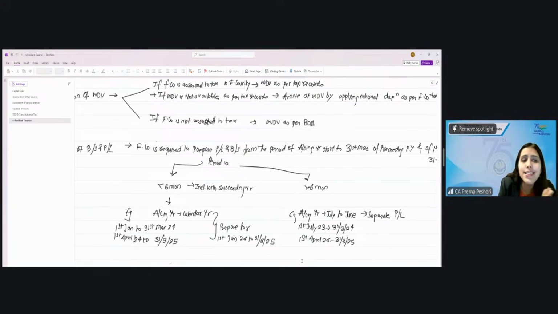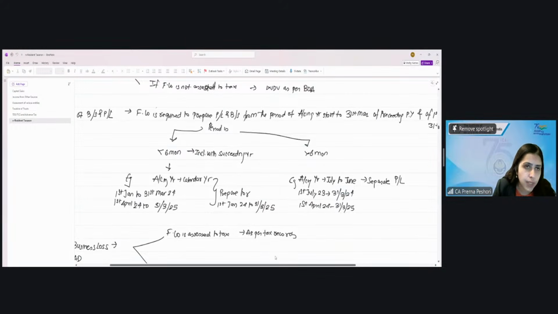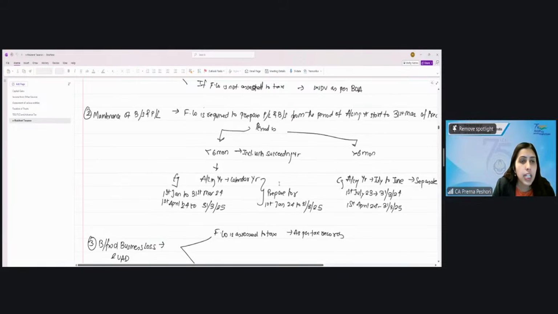Now the first period is less than 6 months. Then I will have to prepare for the 1st January to 31st March 25 as one period. But if the period is greater than 6 months, let's say they follow July to June, then I have to prepare from July 23 to March 24 and April 24 to March 25. Now this period, the first period, is greater than 6 months. So I have to prepare two separate balance sheets and P&L. Are we clear?